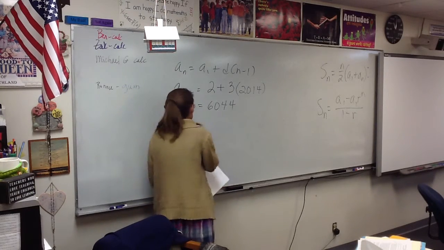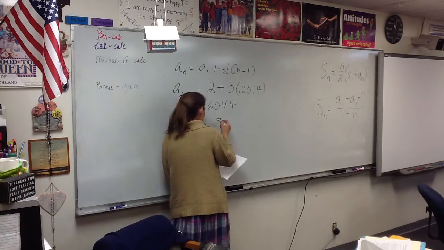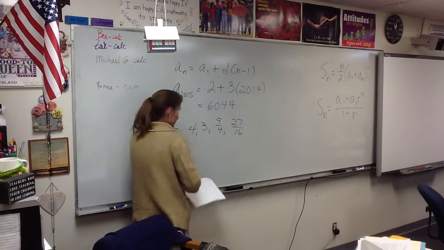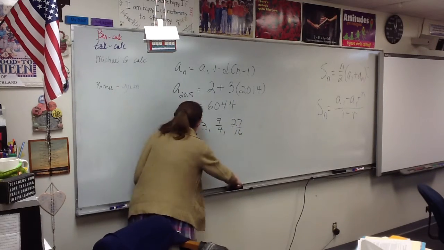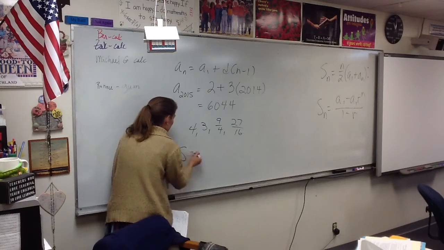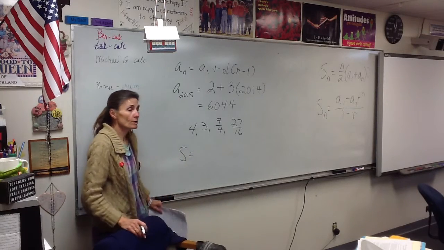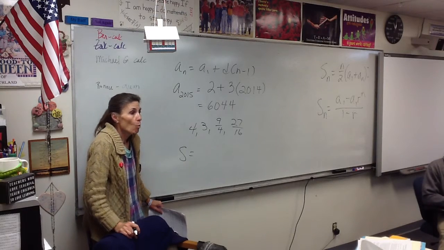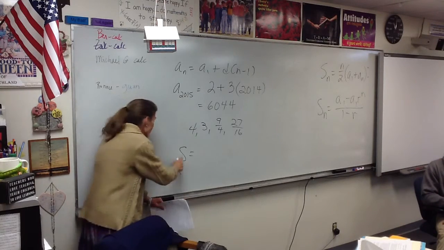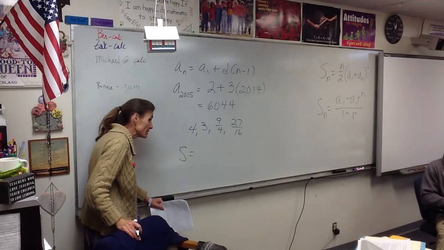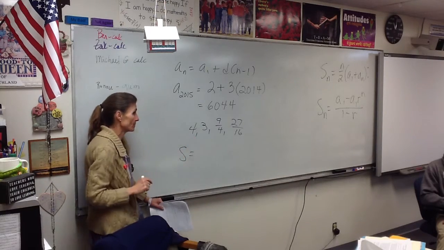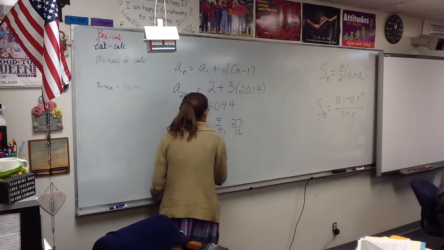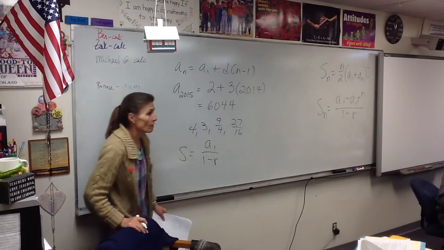Number 2. Now, it says find S. Kids, look on the board. How many plain S's do you see? 1. It doesn't say find S sub something. It says find S. So we are using that formula right there, which says S is A sub 1 over 1 minus R.